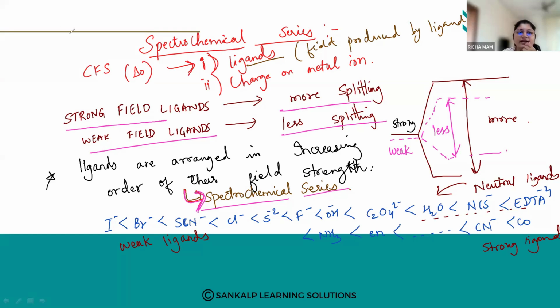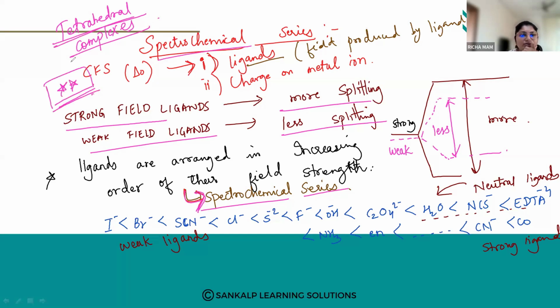So the next is crystal field splitting in tetrahedral complexes. That we will see in the next class. Splitting in octahedral complex is very important. Tetrahedral complex is also important, but it is rarely asked. But you have to study both the splitting patterns because any question can be asked. Okay, is it clear? So that we'll discuss in tomorrow's class.